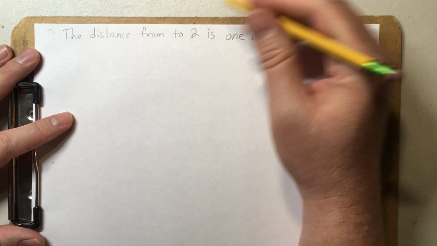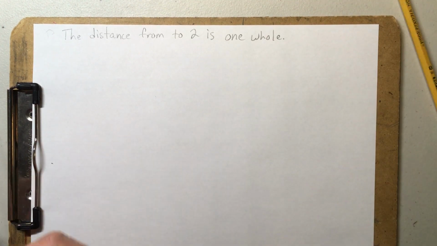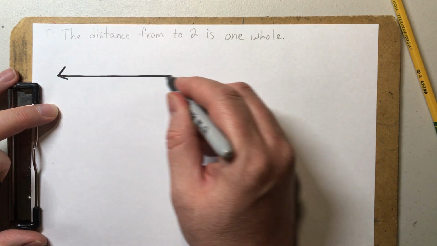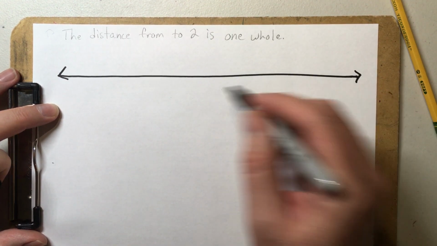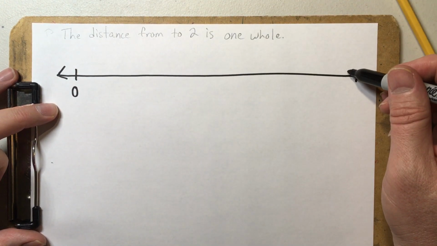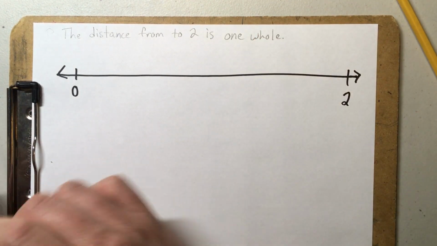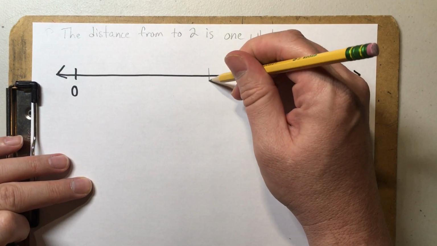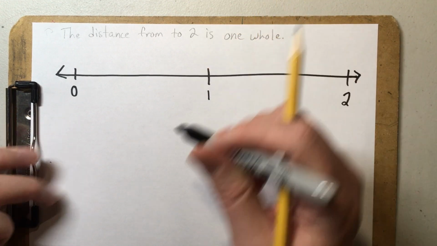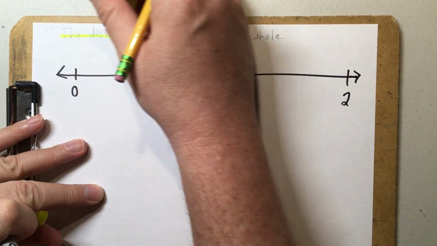So they think of the whole as different in this instance, and it can definitely confuse kids. On your number line, it's gonna look different. You're gonna put 0 here, but instead of this being a half mark, you're gonna have 2 at the end right here. And then this half mark, I'm gonna do it in pencil so I don't mess it up. This is gonna be 1, because just like this says, the distance from 0 to 2 is 1 whole.